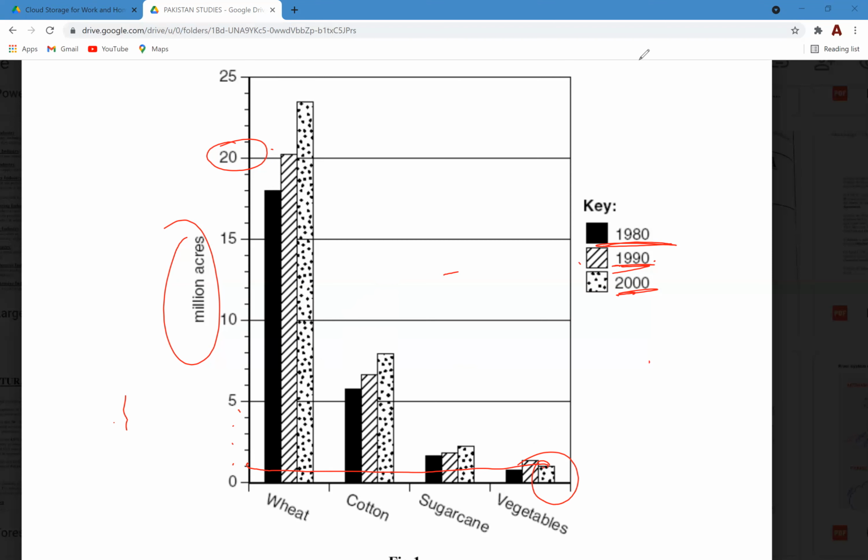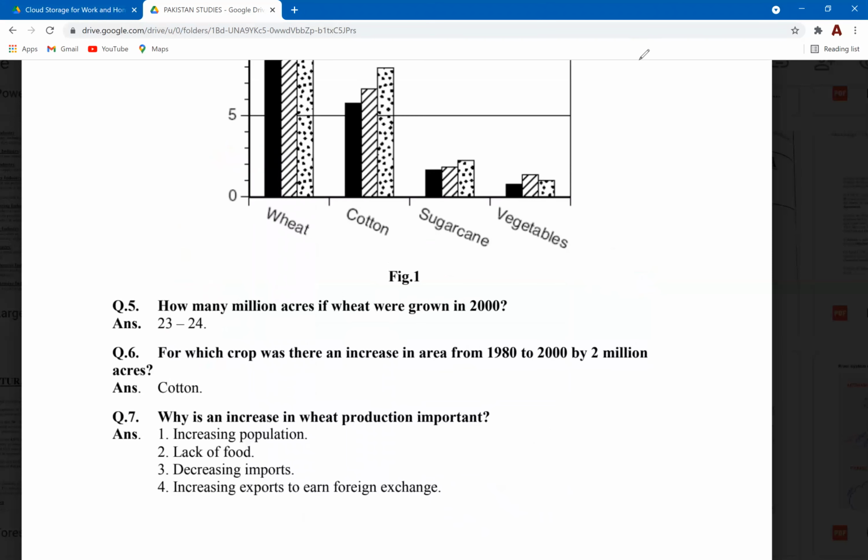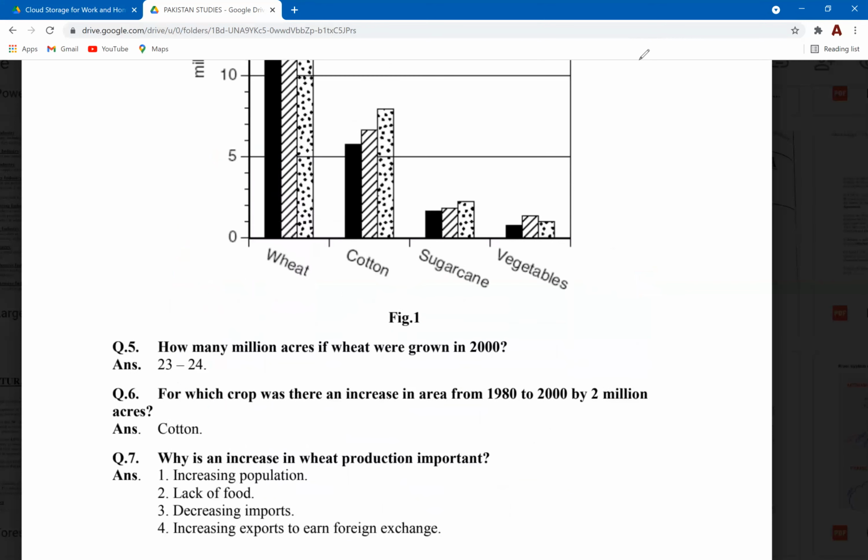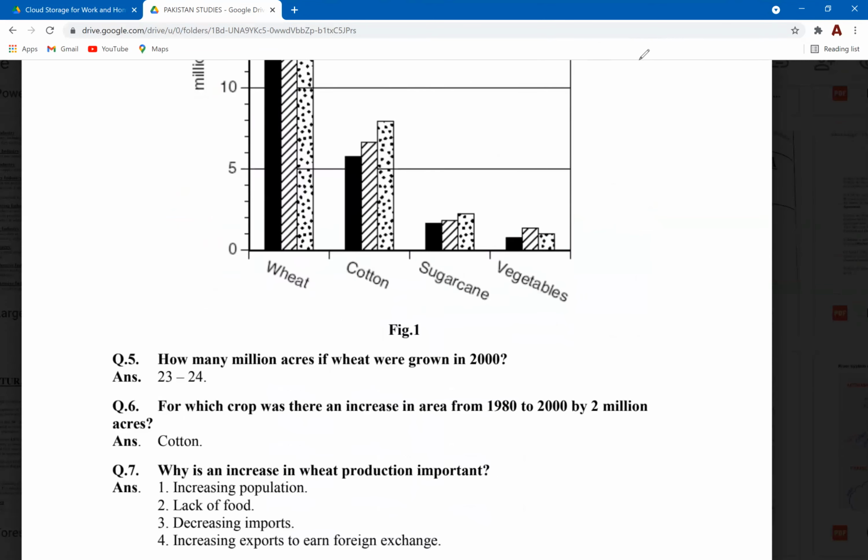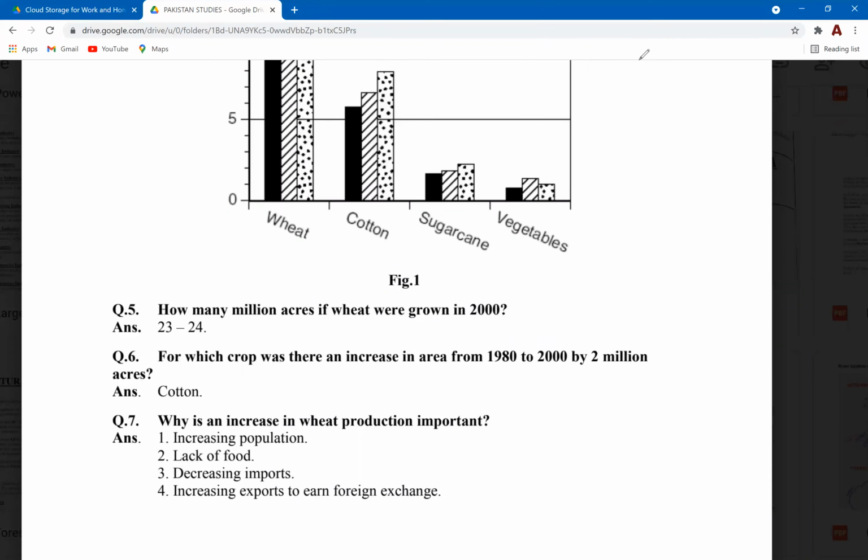Achha. See, how many million acres of wheat were grown in 2000? So you look at the graph, you tell the value. Why is an increase in wheat production important? Because of increasing population, wheat is the major source of food supply in Pakistan.